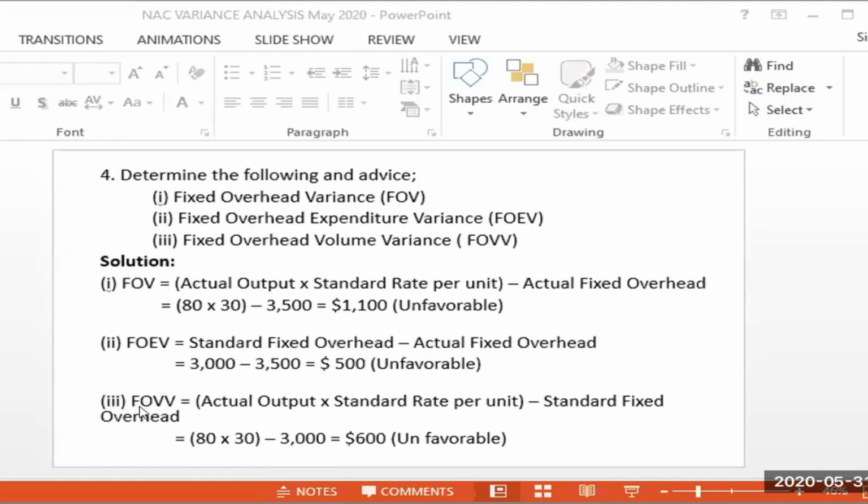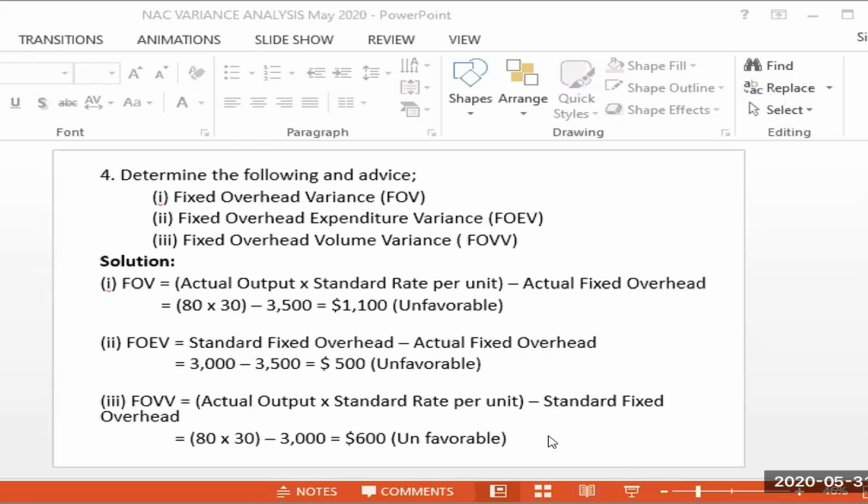Then we have the fixed overhead volume variance, given as actual output times standard rate per unit minus standard fixed overhead. Our actual output was 80 from the table, and then our rate is 30, just like we did here. And this time around, we are subtracting the standard fixed overhead, which is 3,000. All right. So the difference is 600, which is negative, because when you multiply this, you get 2,400. 2,400 minus 3,000, you get a negative 600. So the negative is unfavorable.